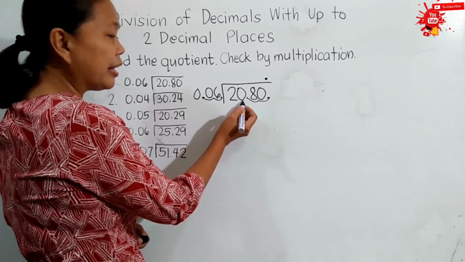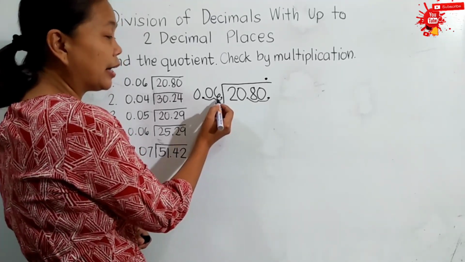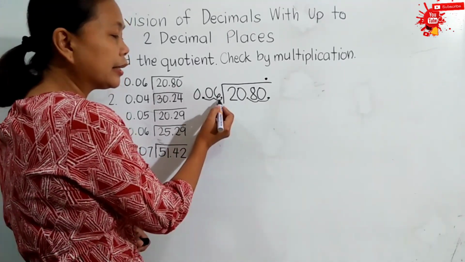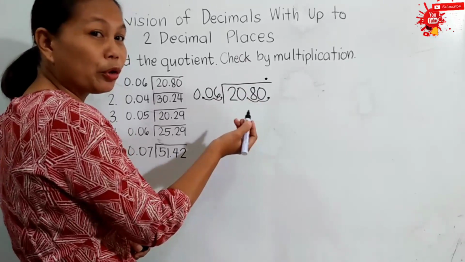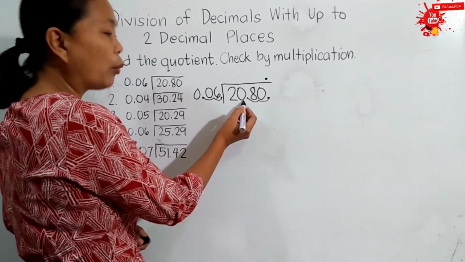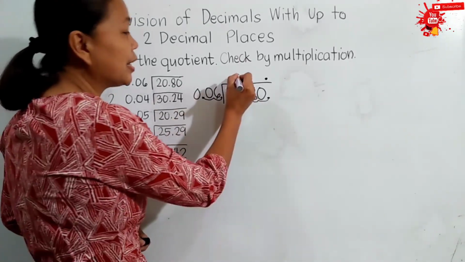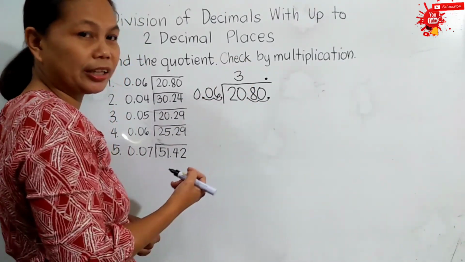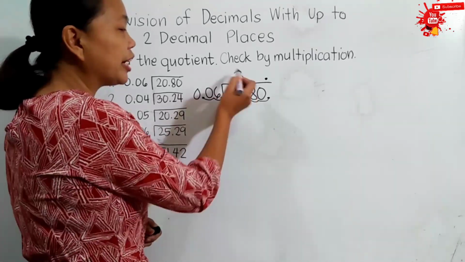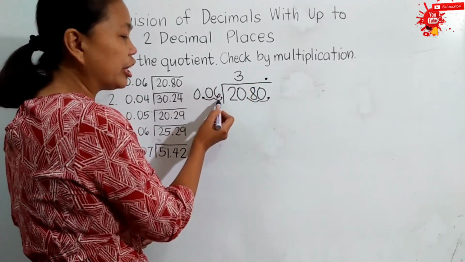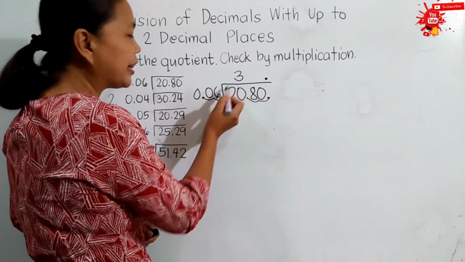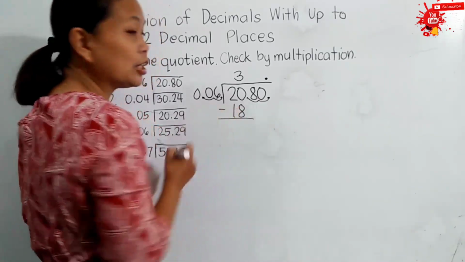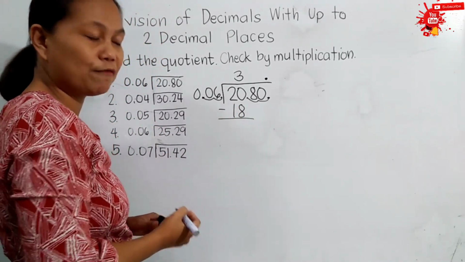So, 20, hindi pwede yung 2 divided by 6, kaya gagawin natin 20. So, 20 divided by 6, so dapat sa ulo yung multiplication table. So, 20 divided by 6 is 3. So, lagay natin dito ay 3 sa tapat ng pinaka-last digit. Okay? Then, after ng division, di ba, i-multiply natin to dito sa ating divisor. So, 3 times 6, 18. Pagkatapos ng multiplication, di ba, sinusubtract. So, ito yung proseso natin sa division.